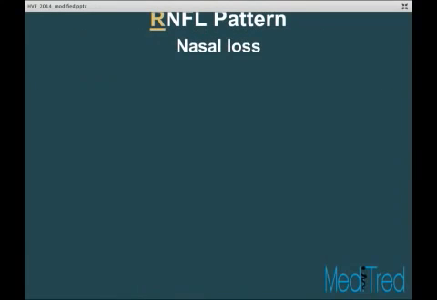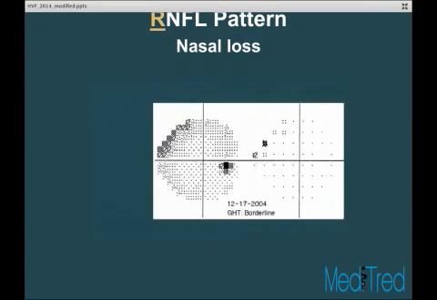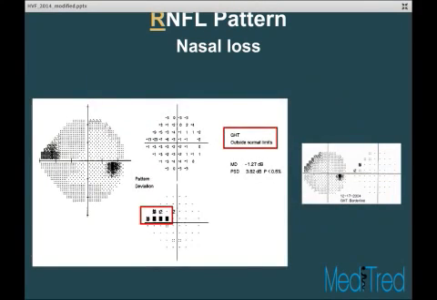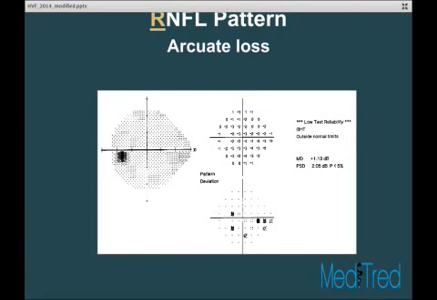Nasal loss is more common in glaucoma. This is why the 24-2 visual field preserves 30 degrees of the nasal visual field for testing. Since the nasal visual field loss here in the superior quadrant compared to the inferior quadrant differs significantly, the glaucoma hemifield test flags this as being outside normal limits. Arcuate loss is another common pattern of nerve fiber layer loss seen in glaucoma.